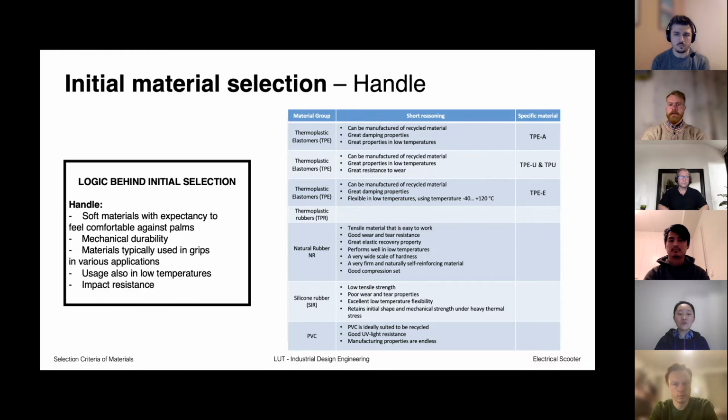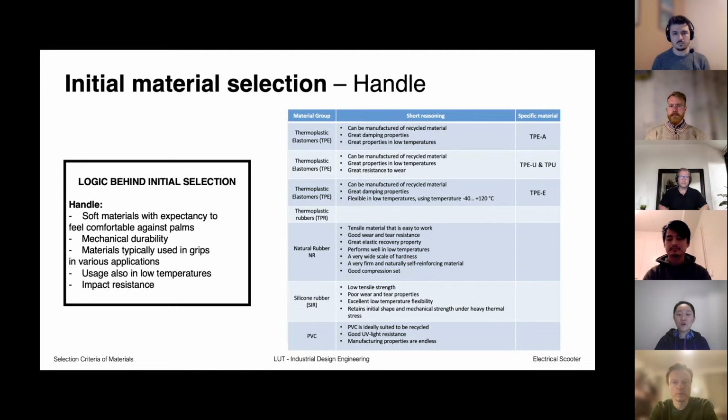Rubber and plastics are chosen on the basis that they are widely used in handles in various applications and sport industries. Thermoplastic elastomers (TPE) can be manufactured of recycled material, have great damping properties, great properties in low temperatures, and great resistance to wear. TPE is flexible in low temperatures, with a usage temperature range from -40 centigrade to 120 centigrade. Another material group, natural rubber, is a tensile material that is easy to work, has good wear and tear resistance, good elastic recovery property, and performs well in low temperatures.